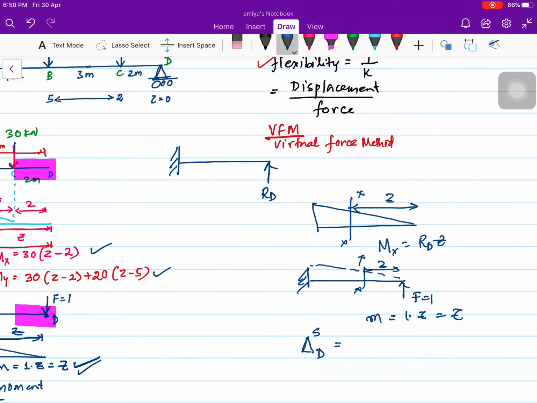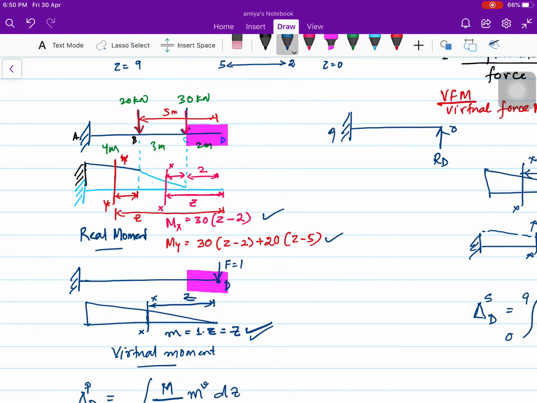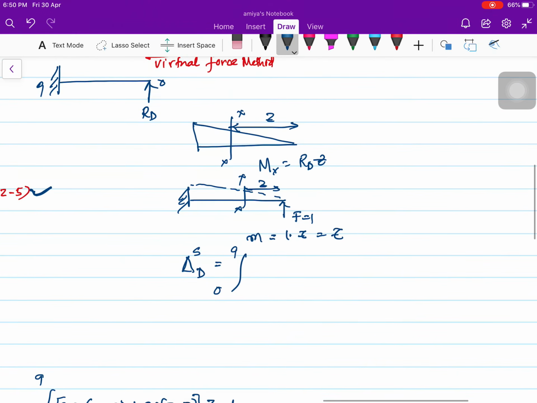So the displacement at D for this secondary structure is multiplied from 0 to 9, because the total is 9 meters. Because the bending moment diagram is a single triangle, we don't have to divide it. Earlier, the moment was different for CB and BA, that's why we divided and got two terms when we calculated the displacement. Here we can simply multiply RD into z by EI, for the real beam, by the virtual moment, dz.